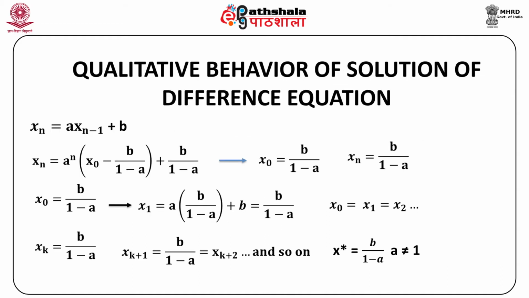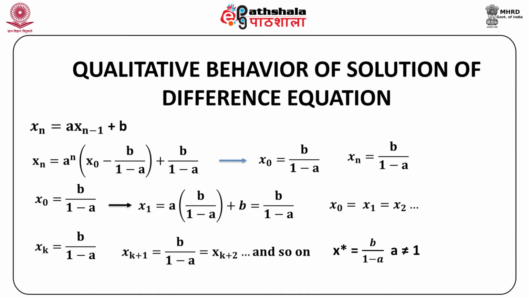Qualitative behavior of solution of difference equation. Consider the difference equation with constant coefficients, that is xn = a xn-1 + b. As seen in detail, for a given initial value x0, the value of xn changes with n and is given by xn = a^n (x0 - b/(1 - a)) + b/(1 - a), which is equation 6.